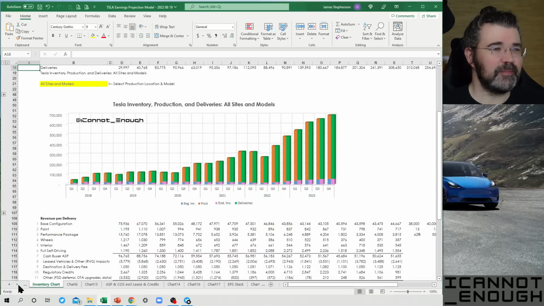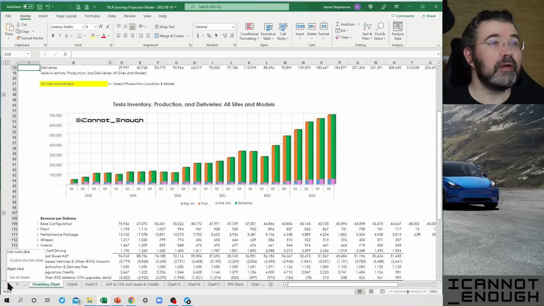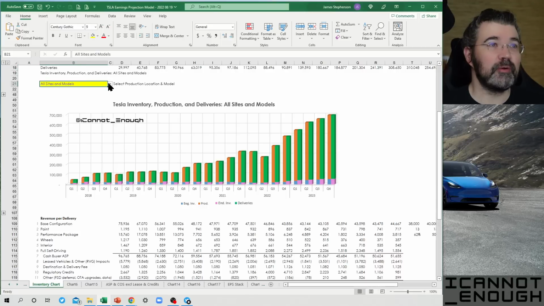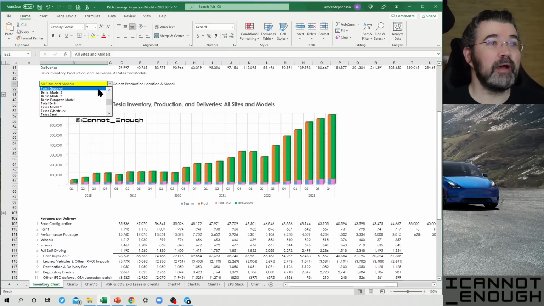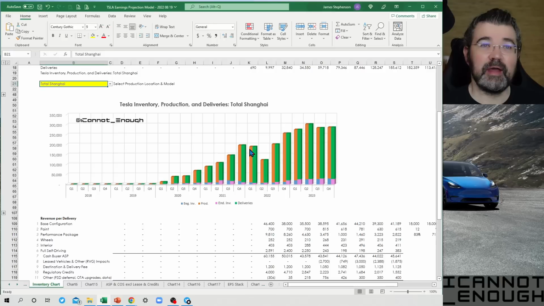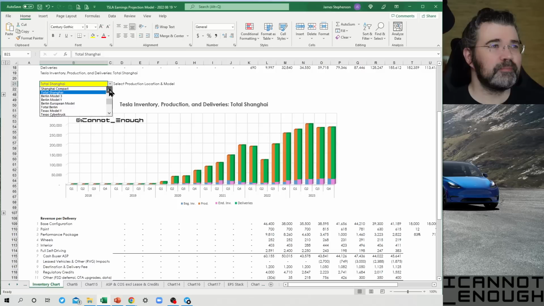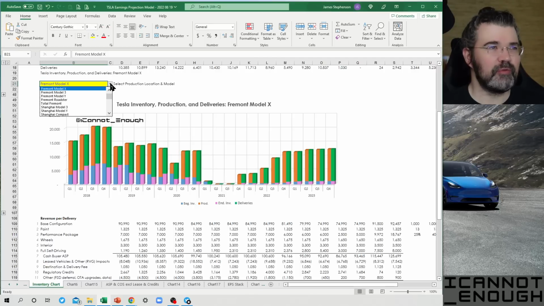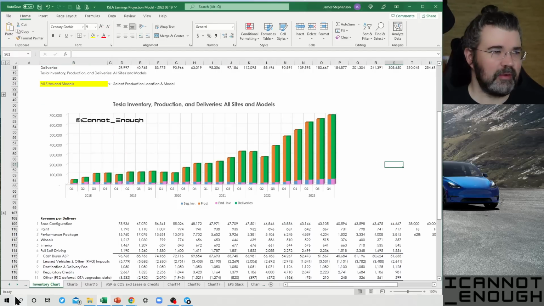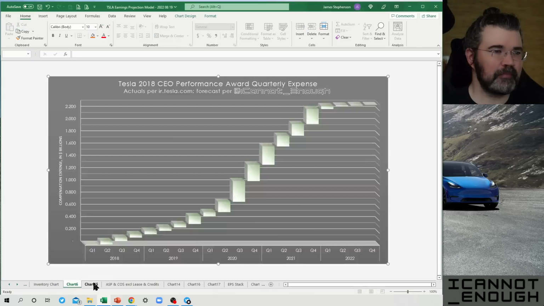There's a lot of ugly information around my inventory chart. I can actually look at this for total Shanghai if I want, and see, hey, look at that. That was a pretty pronounced drop-off in Q2, as you would expect, right? So, kind of some cool stuff that I've got going on here. How did the Fremont Model X do? Very poorly there for a while, it was down. So that's kind of the purpose of this thing. But I'll put it back to all sites and models, which is how you saw it reviewed earlier this series.